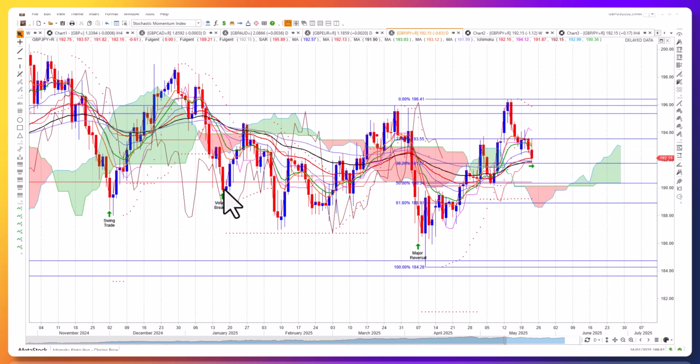You can see that volatility breakout signal back there in January took us up to the cloud chart resistance, and then this swing trade back here in December of last year took us all the way up to this cluster of resistance at these old highs there. So fantastic signals on the Ichimoku cloud and the AI using Ichimoku cloud.